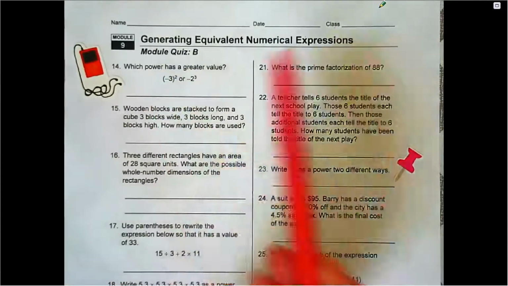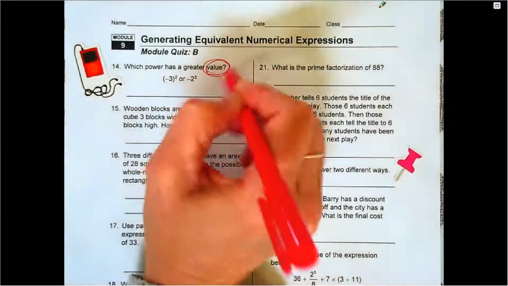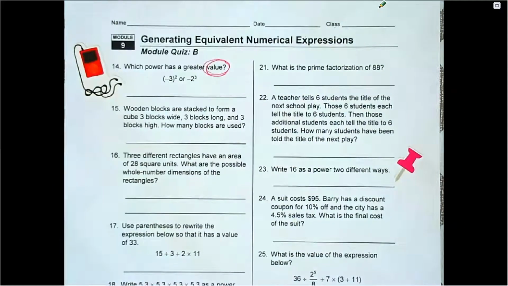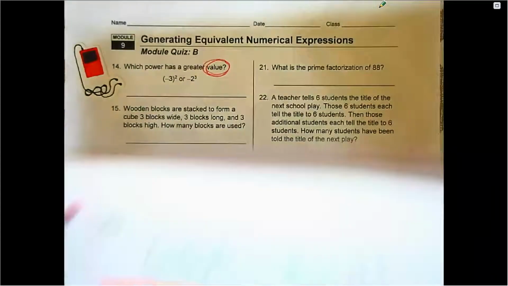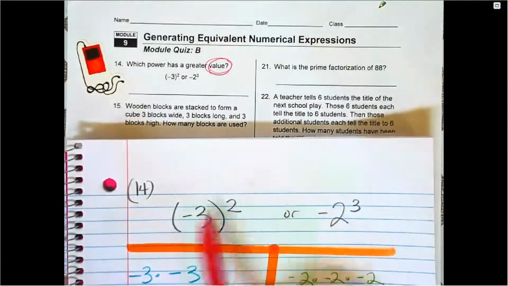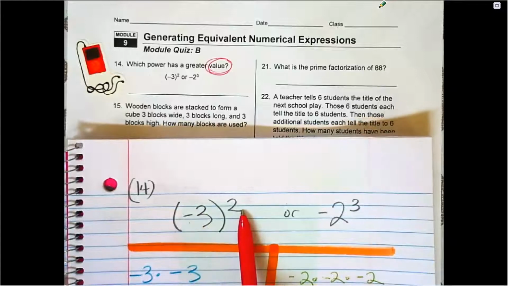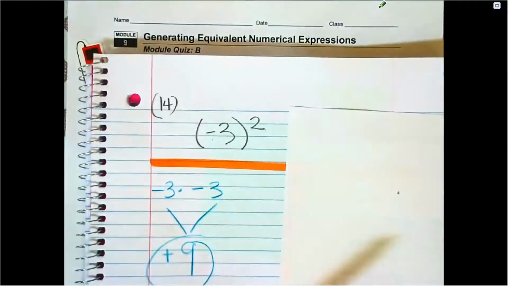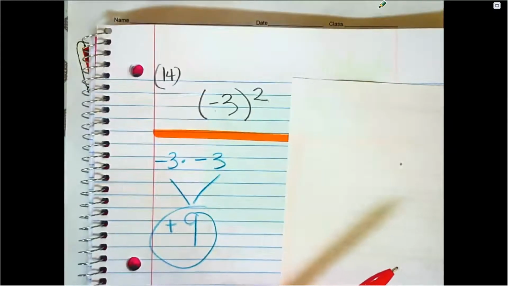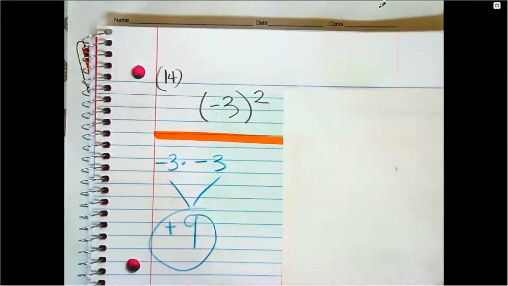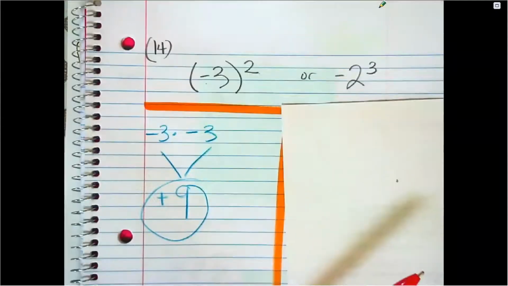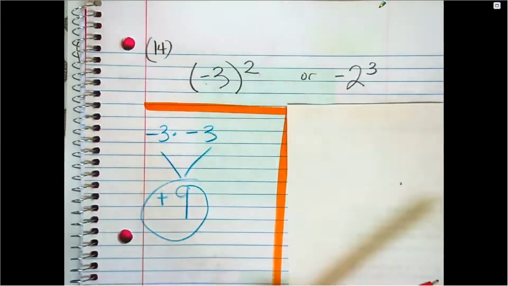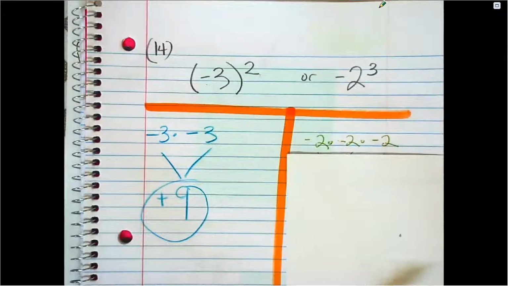All right, so which power has the greater value? So if a number has a greater value, that means it's bigger. It's larger, it's farther along on the right on that number line. So if we have -3 squared, that's -3 times -3, which is a +9. Cool. All right, now -2 cubed. That means I'm going to take -2 3 times.